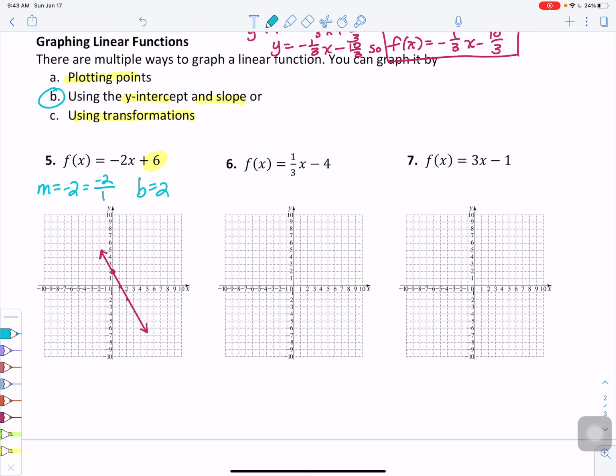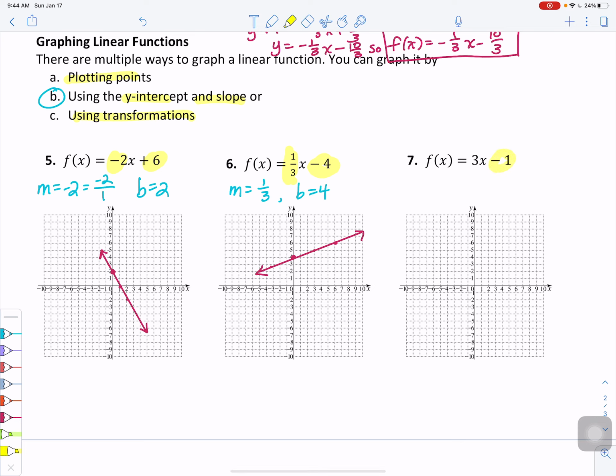Let's try that again. Our slope is 1/3, and our y-intercept is negative 4. We'll go up 1 and to the right 3. Let's get that negative 4 on there, and now we go up 1 to the right 3, up 1 to the right 3. As you can see, this doesn't have a very steep slope because the slope is 1/3. There you go.